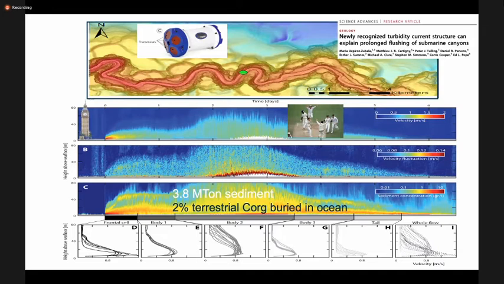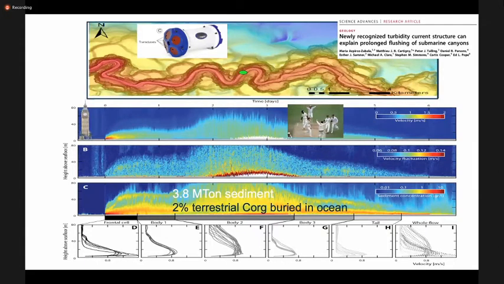And we can start to use these inverted concentrations to make some estimates for how much sediment these individual flows are carrying. So individual flows we think are carrying more than the discharge of the Mississippi River annually, but also individual flows, Maria estimates, may account for, in some cases, 2% of the terrestrial organic carbon that's buried in the ocean. So reinforcing the view that turbidity currents are globally important agents for the transfer of organic carbon.